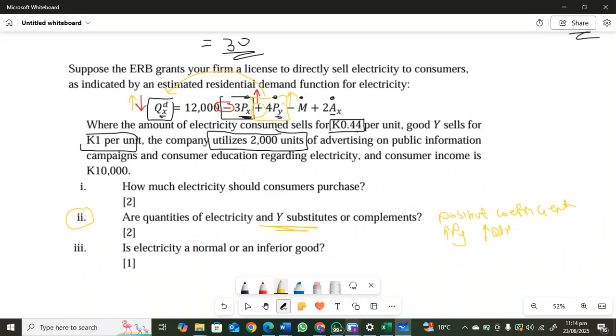Then, if for example PY had a minus sign, if in the exam you see PY has a minus sign, then know the goods are complements. If you see maybe a minus 2PY, just know that because of this minus sign, good X and good Y are complements. Meaning if the price of good Y goes up, since it's used in conjunction with good X, people stop buying good Y. And if they stop buying good Y, they'll stop buying good X, meaning quantity demanded of good X would go down.